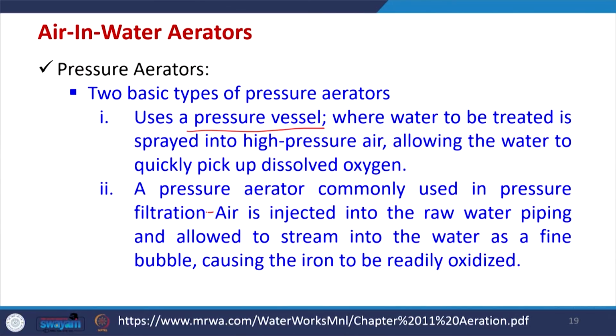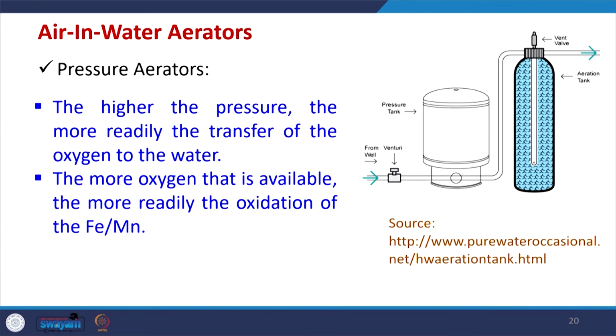In the second type, air is injected into the raw water piping and allowed to stream into the water as fine bubbles. We have already discussed this a lot earlier. These are the pressure aerators you can see here. This is a pressure tank and this is an aeration tank. Air is being bubbled through this pressure unit. The higher the pressure, the more readily oxygen transfers to the water. So more oxygen is available and the oxidation of iron, manganese or of the gases may happen more readily.